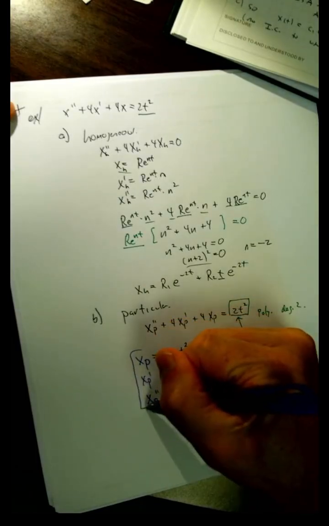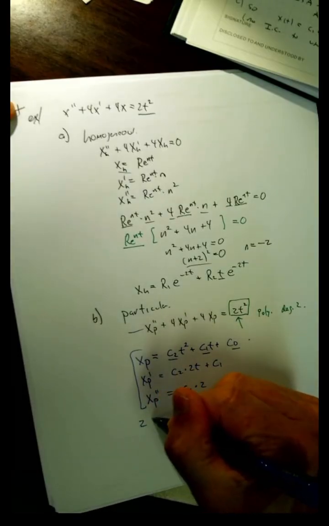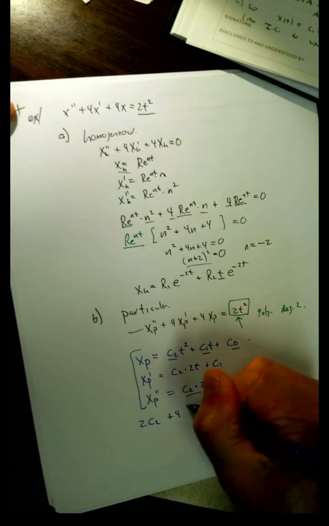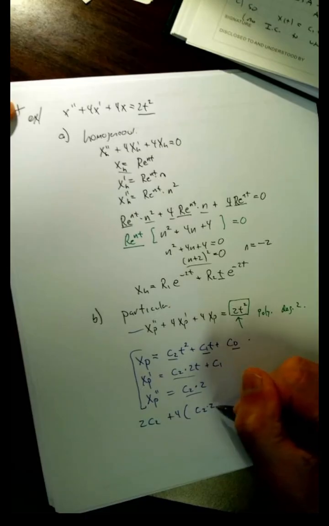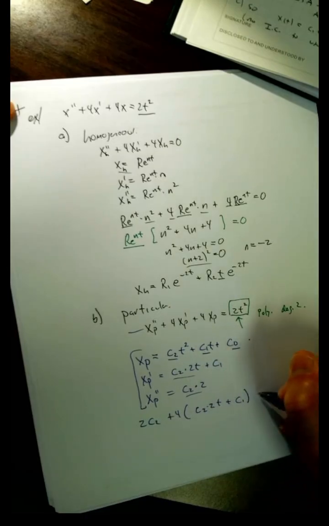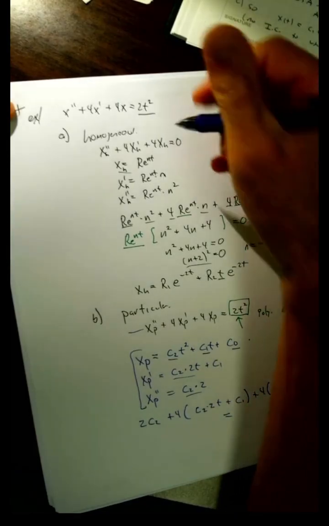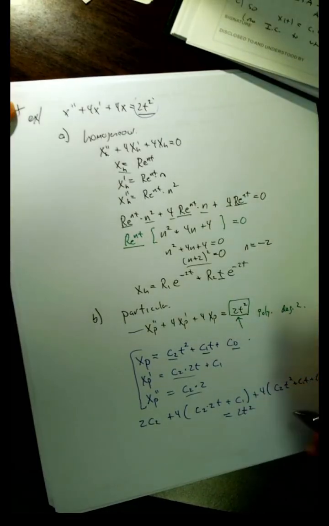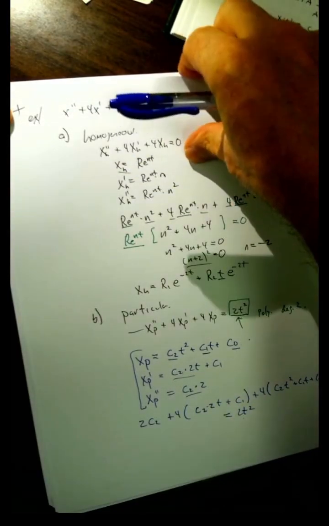I'm going to take that and plug it back into the equation. So xp double prime is 2c2 plus 4 times xp prime. So that's going to be c2 times 2t plus c1, plus 4 times xp, and xp is c2t squared plus c1t plus c0, and I know from my original equation that it has to be 2t squared. So what I'm going to do is I'm going to basically expand all this out, and I want the polynomial on the left equal the polynomial on the right. So let's rewrite that.